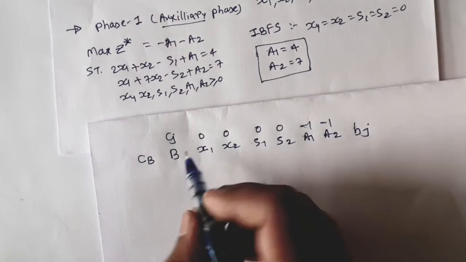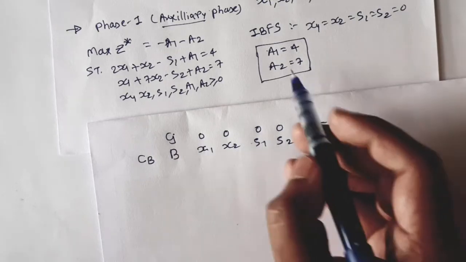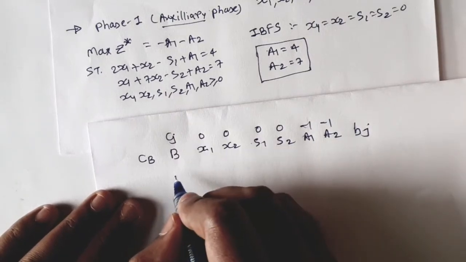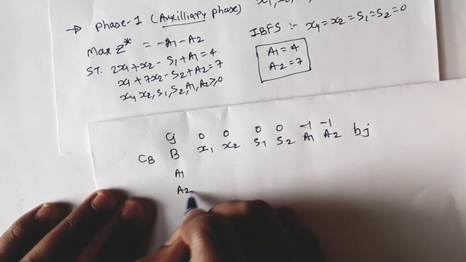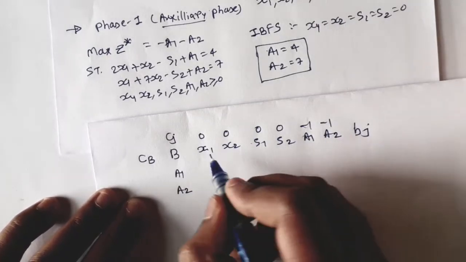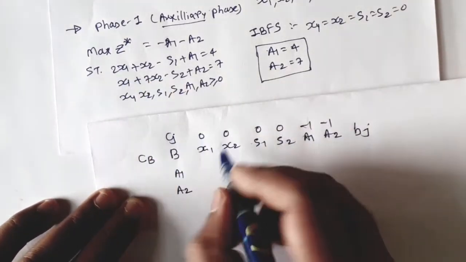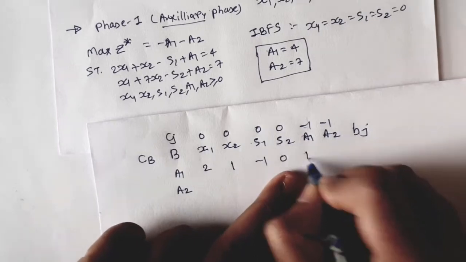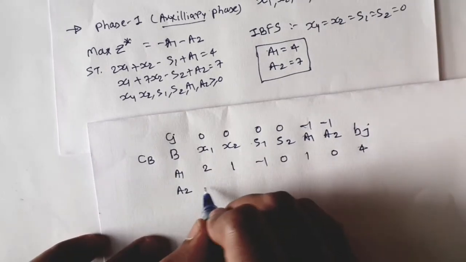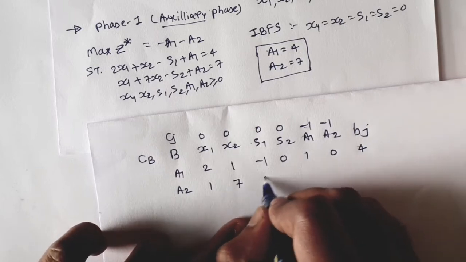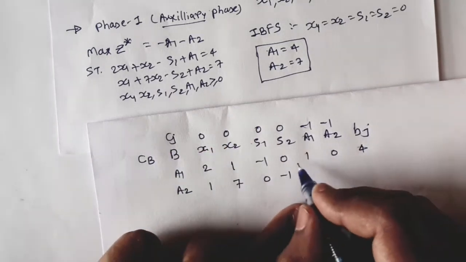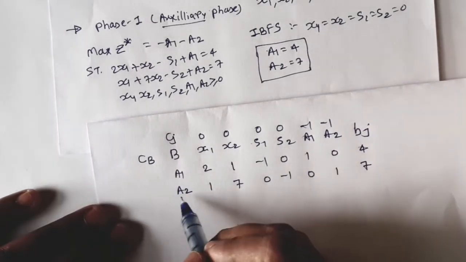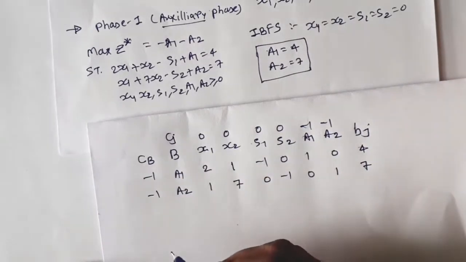Now, we will consider the two basic variables about which we got the solution in the previous step, which is the IBFS. Here a1 and a2 are both basic variables, and from the constraints we complete the whole table: 2, 1, minus 1, 0, 1, 0, and right hand side is 4. For the second constraint it is 1, 7, 0, for S2 it is minus 1, for A1 it is 0, then 1, and right hand side is 7. The coefficients of the basic variables in the objective function are minus 1 and minus 1.